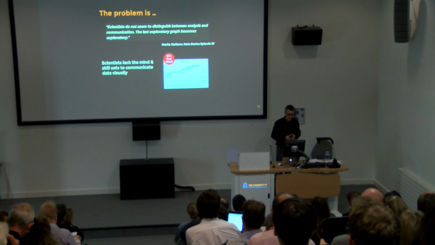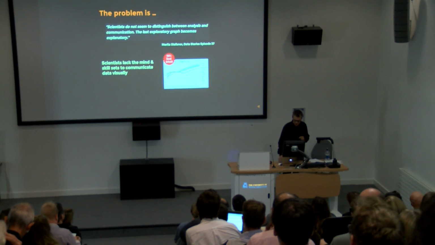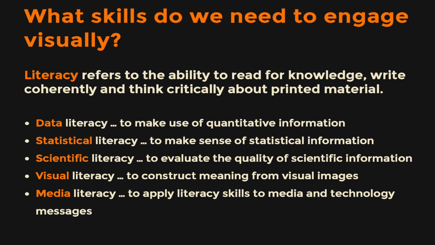Coming back to the fact that scientists lack the mind and skill set to communicate data visually. So what skills do we need to engage visually with each other? That also relates to the public side, not just the scientific side. We need a diversity of literacies. And when speaking about literacy, it's not just linguistic literacy, it also comes to the denotation of data and visuals.